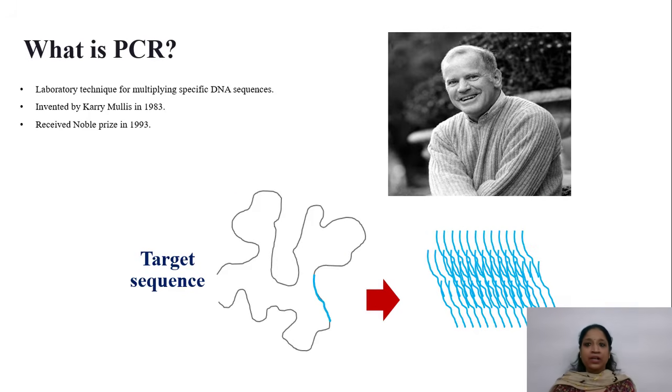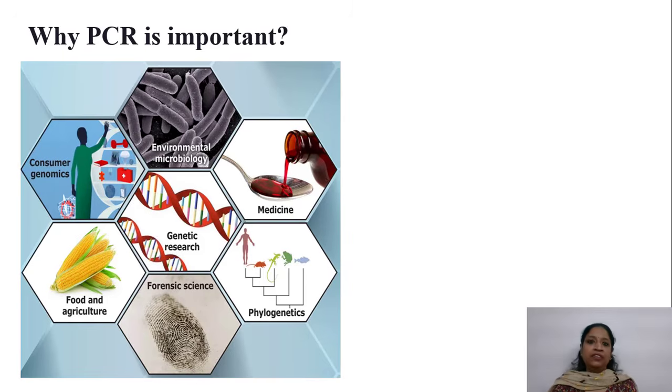Why was it revolutionary? Because it took what was once nearly impossible, analyzing tiny amounts of DNA, and made it accessible, efficient, and scalable. Today, PCR is so embedded in research and diagnostics that it's hard to imagine molecular biology without it. Let's talk about why PCR is important and why it has revolutionized molecular biology. It allows us to amplify specific DNA sequences from even the tiniest amounts of genetic material. This capability has opened up endless possibilities across various fields.